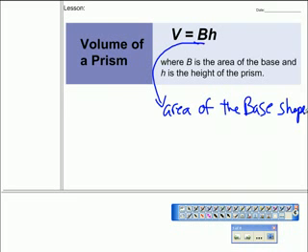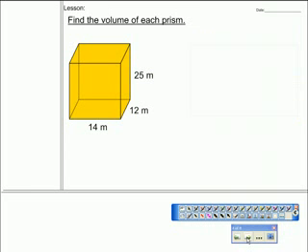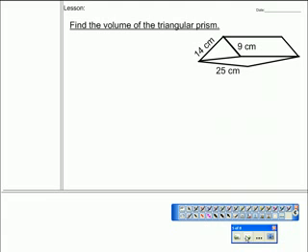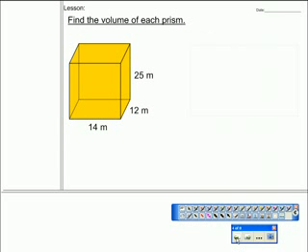So this is the area of the base shape. That's what the capital B stands for. And h is the height of the prism. Now we do this more generically. The whole point of this is not for something like that, but for something like this, a triangular prism. Or if we ended up with something like a pentagonal prism. Not all of them are going to be rectangular prisms. All right, let's go back to this for now, though.